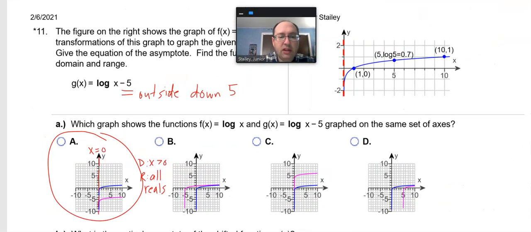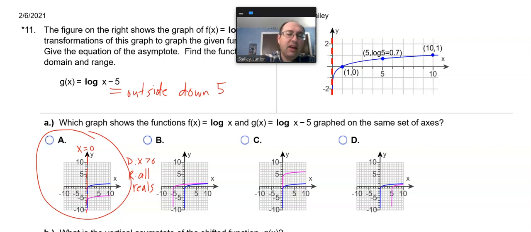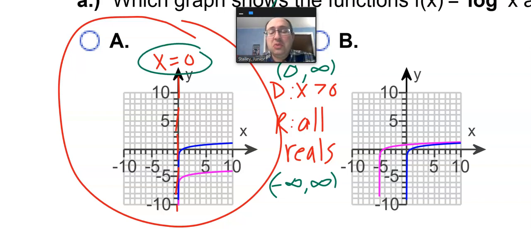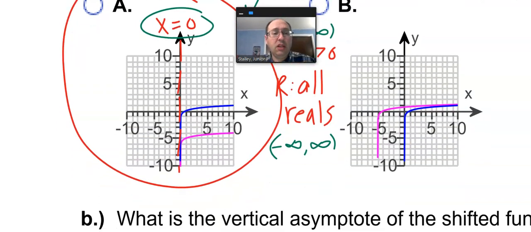And 11. What if it's outside and it's negative? That means it's shifting down 5, right? So that is letter choice A, down 5. And you can see that if you're moving it down 5, the domain stays the same, right? 0 to infinity. The range is still negative infinity to infinity. And good old asymptote x equals 0. Ain't changing. Next.